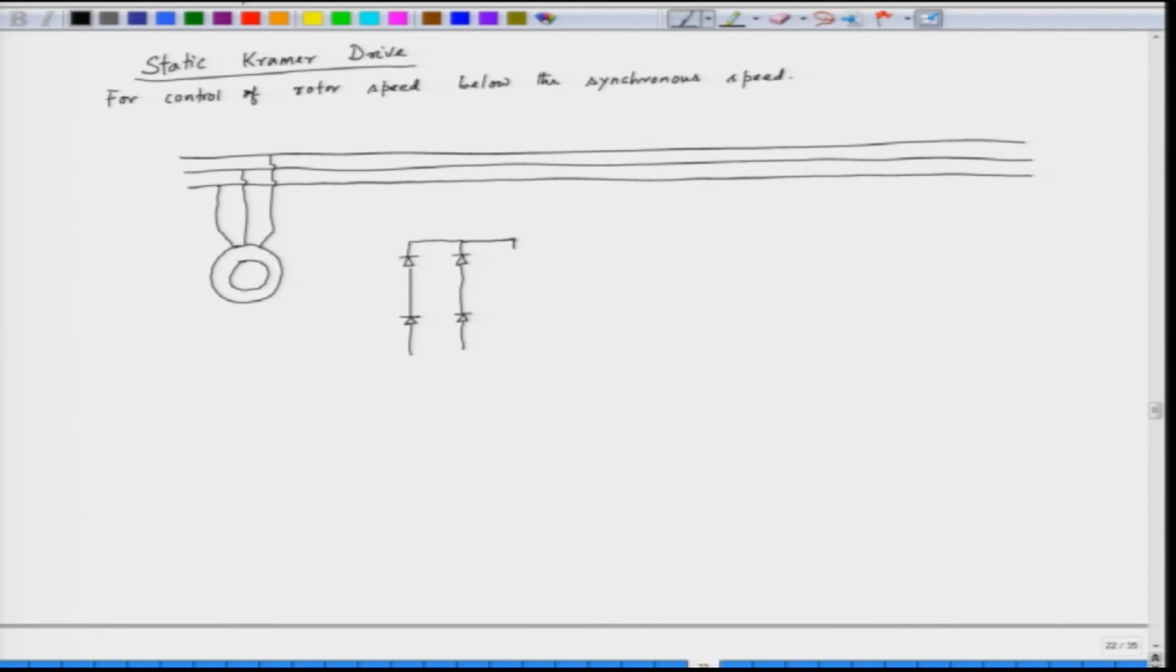A 3 phase bridge here, which is connected to the rotor through the slip ring. So, we have the rotor phases. This is one phase, this is the second phase, and this is the third phase.